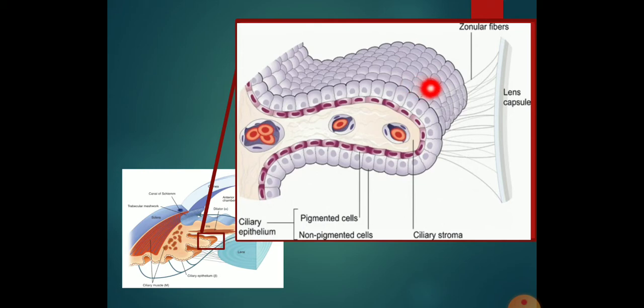So when we are looking at this structure, we are seeing the zonular fibers which are from the lens capsule joining this ciliary stroma. These are pigmented cells, and the ciliary epithelium basically consists of pigmented and non-pigmented cells. The stretch is maintained by these zonular fibers, and this stretch also operates while the drainage of the fluid, that is aqueous humor.